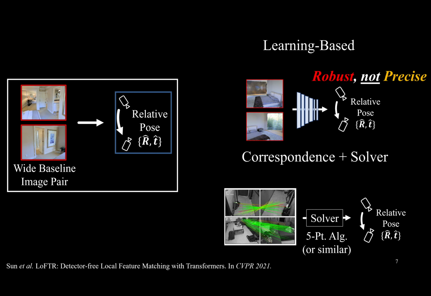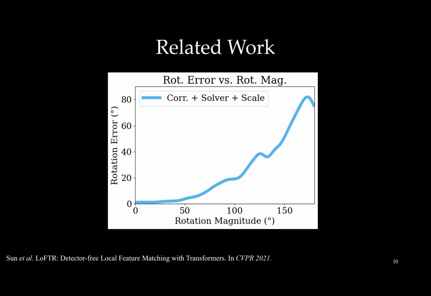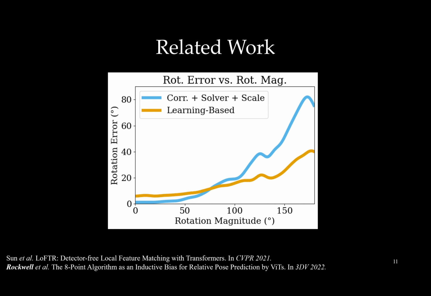These approaches have complementary strengths. Learning-based methods tend to be robust to difficult cases, but cannot produce pixel-perfect precision. In contrast, correspondence plus solver methods are highly precise in most cases, but struggle when faced with more difficult ones. This is really clear graphically. Consider this graph plotting rotation error versus rotation magnitude, which is a good measure of difficulty. We see correspondence-based methods are very accurate in easy cases, but error quickly degrades if faced with harder examples. In contrast, learning-based methods aren't as precise on easy examples, but are much more robust to higher rotation.